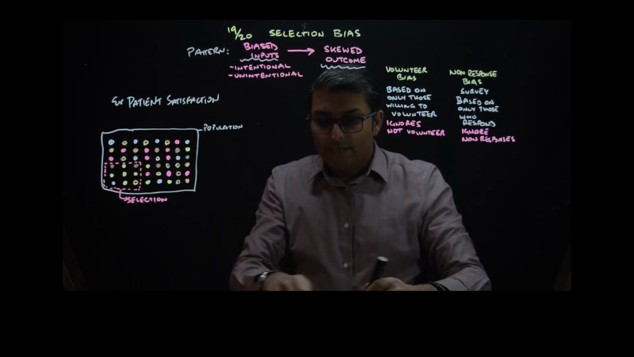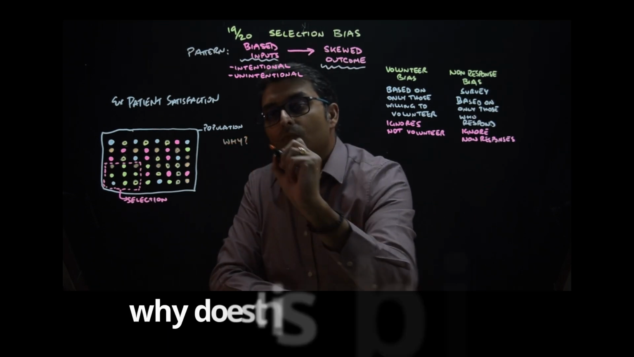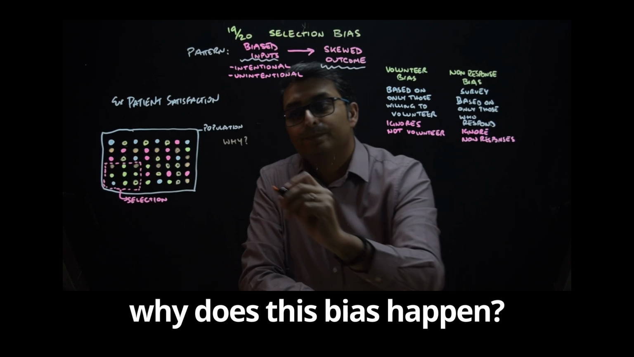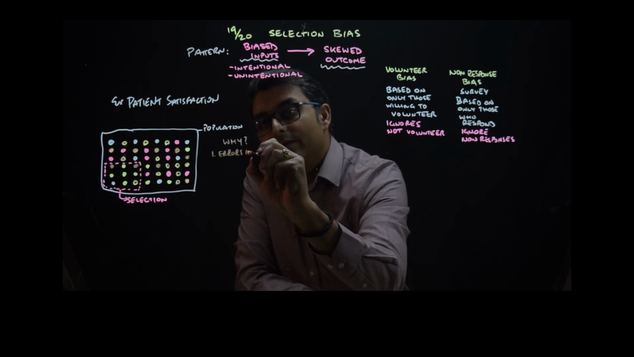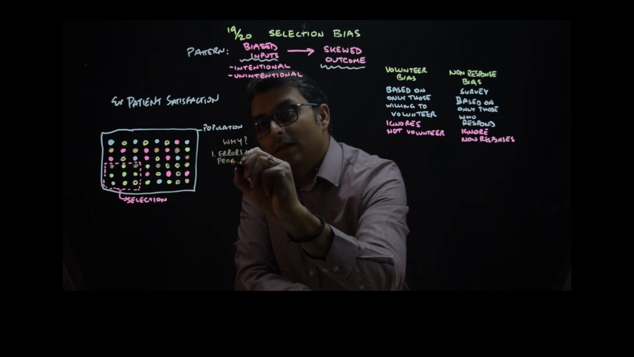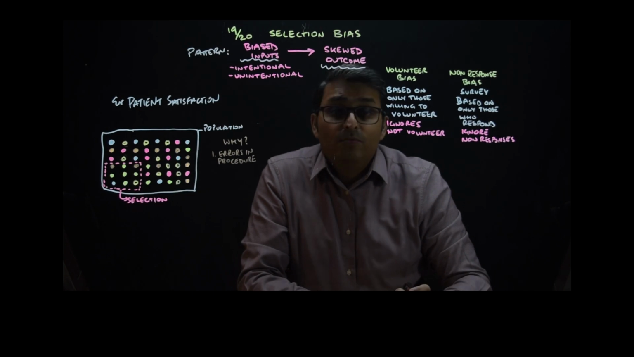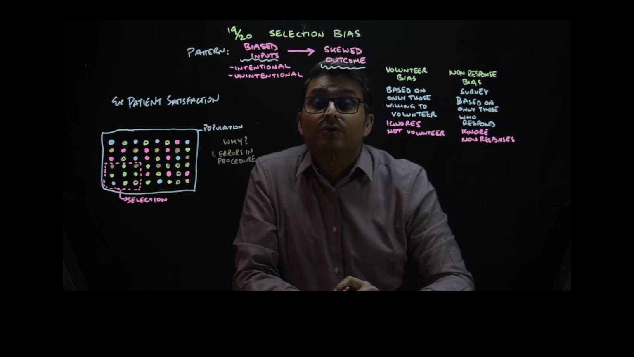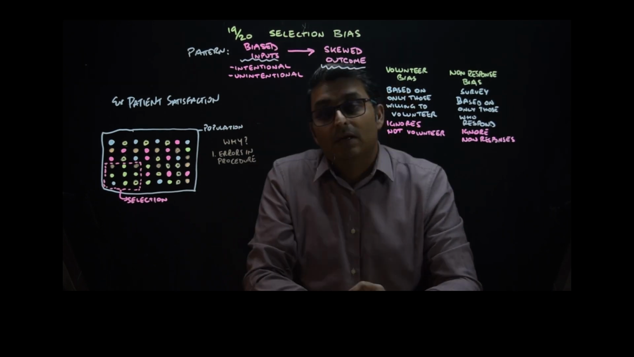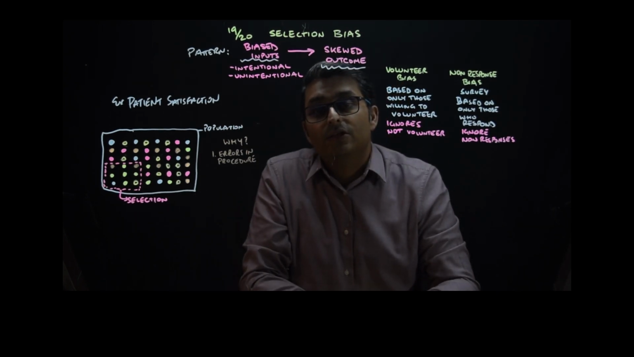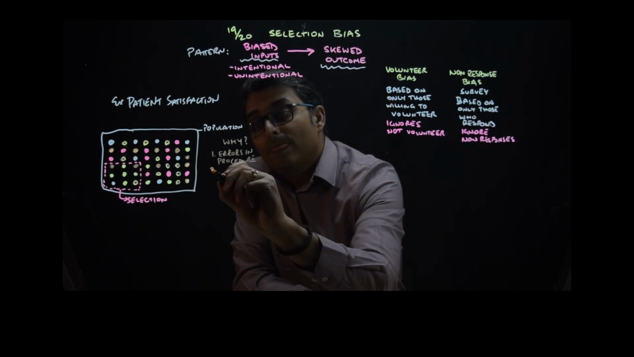So why does this bias happen? Number 1, errors in procedure. There could be an error in the selection process for choosing the inputs, which could then, as a result, lead to a biased selection and a skewed outcome.